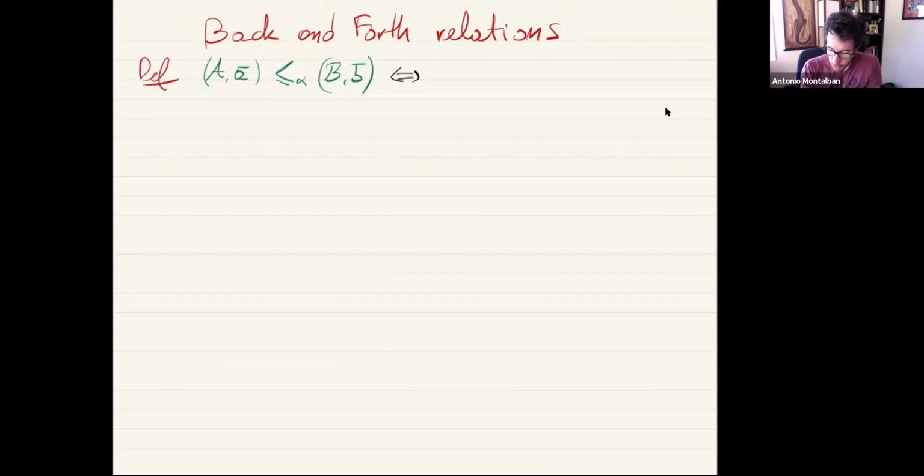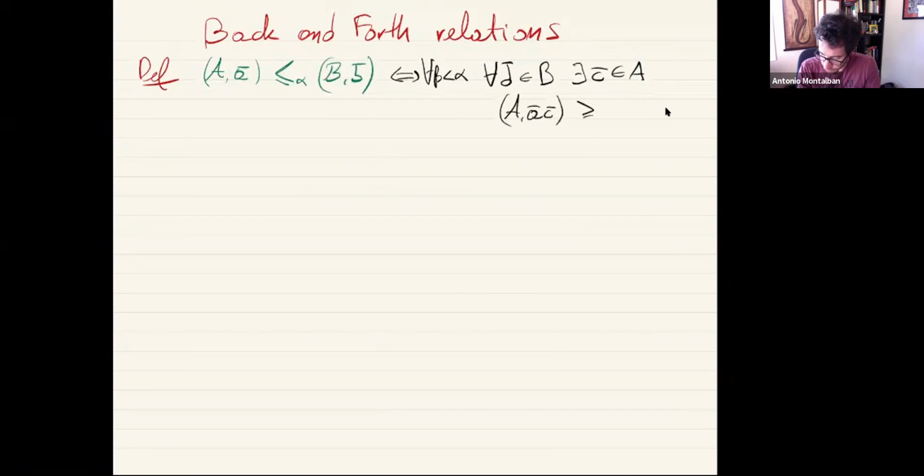And then there is a back and forth definition, and it says that for every tuple D in B, there exists a tuple C in A, such that for every beta less than alpha, A extended by C is greater than or equal to beta B extended by D.